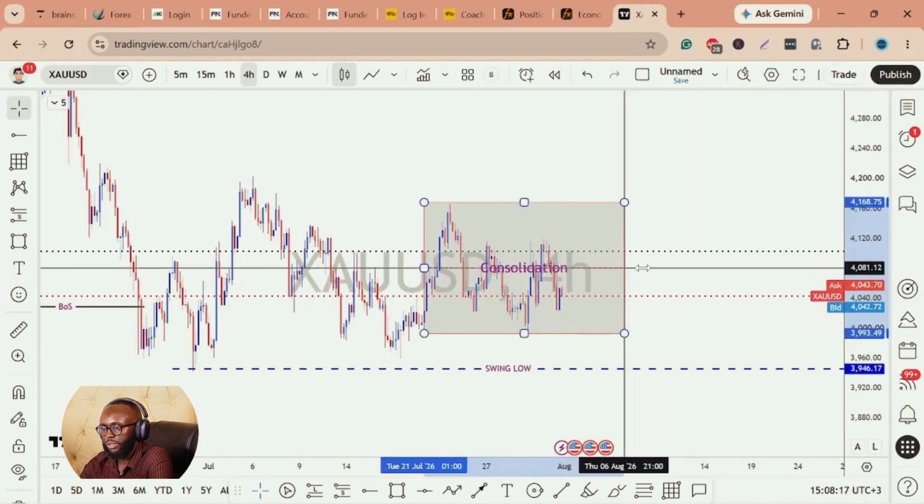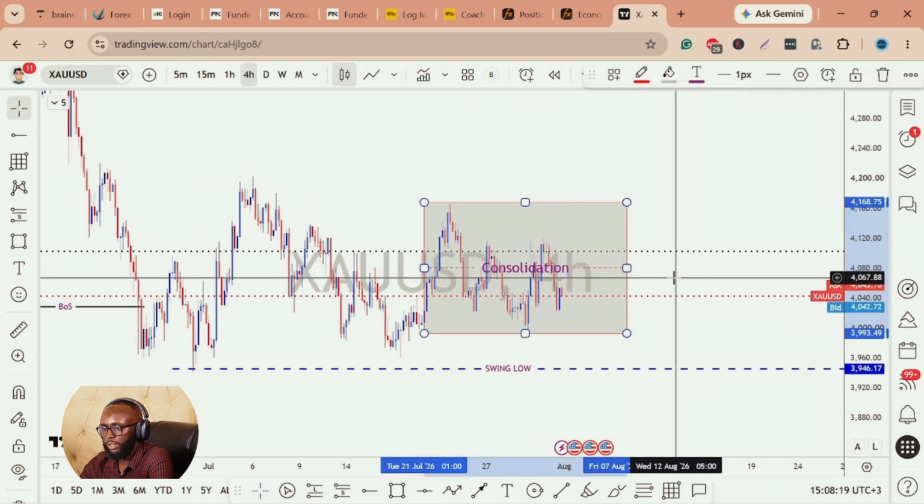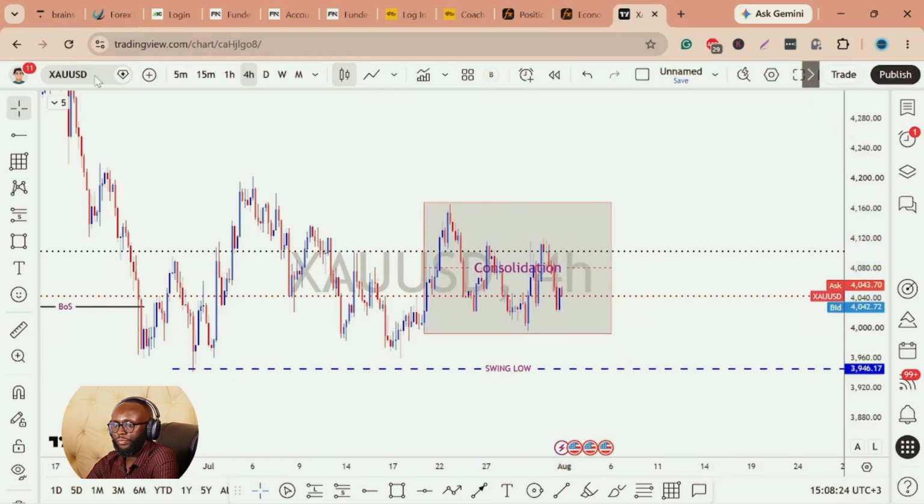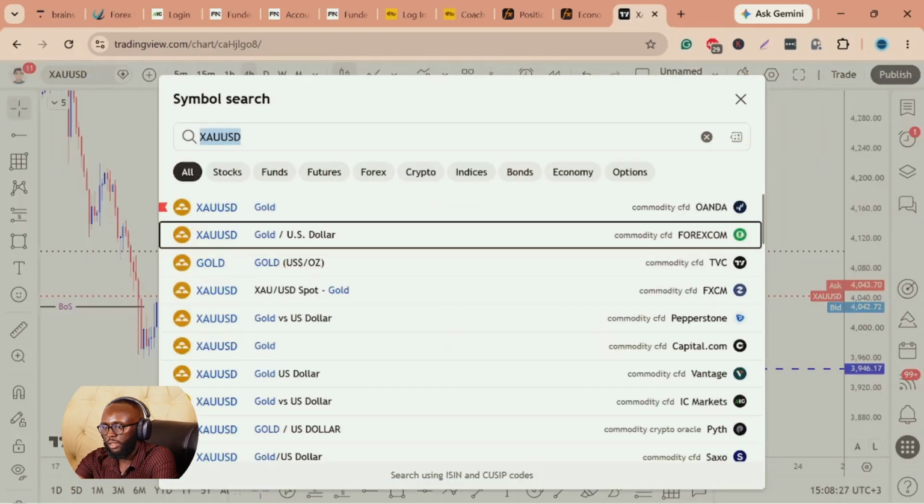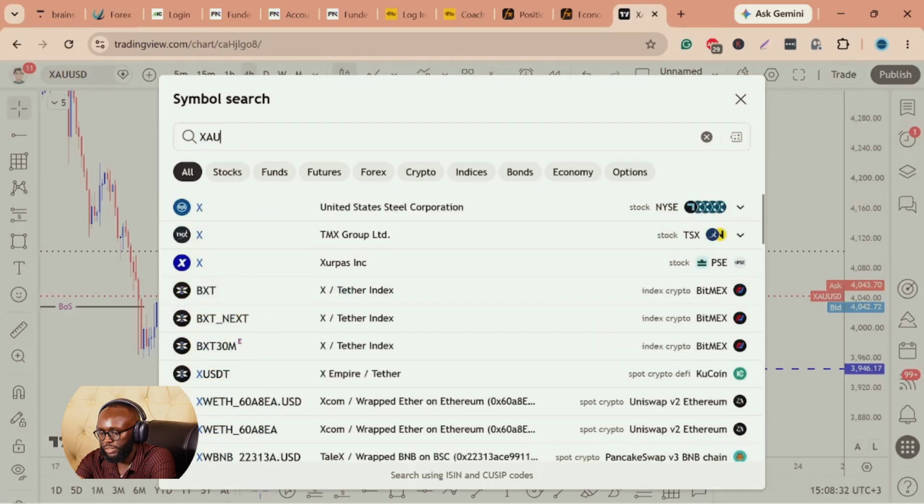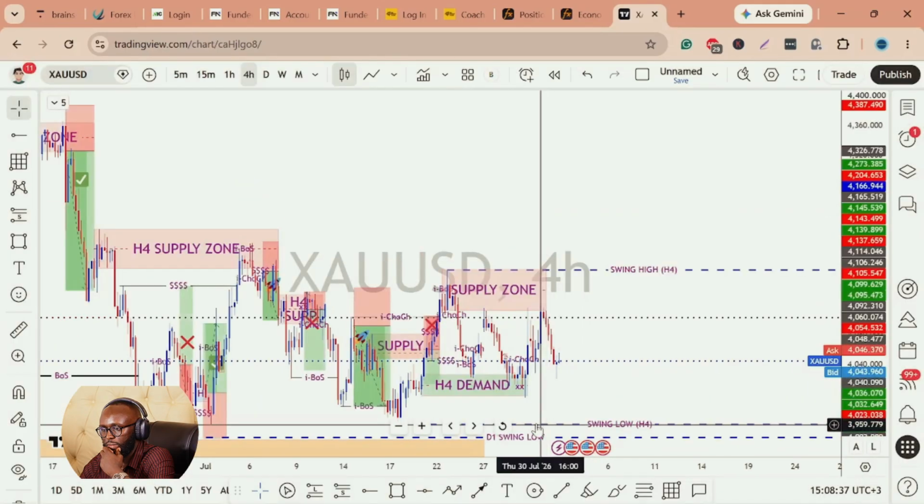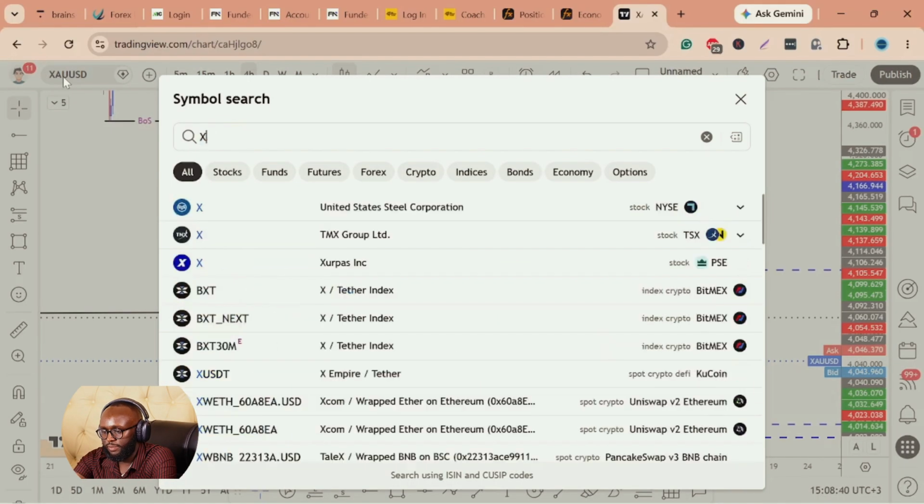So for now, I'll be staying away from gold, not unless we have a breakout of this consolidation, then we can make a proper price action backed analysis on gold. So let's jump on to silver. Silver.